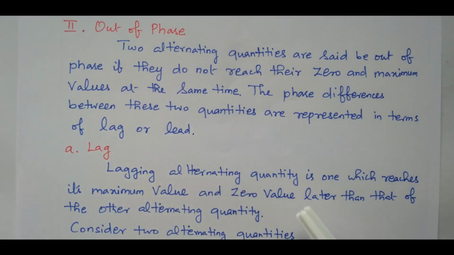In the previous case, both zero value and maximum value were reached at the same time. Here it is not at the same time. It may be lead or lag; the angle will be either leading or lagging. So based on the two types available, first we will see lagging. What is meant by lag?